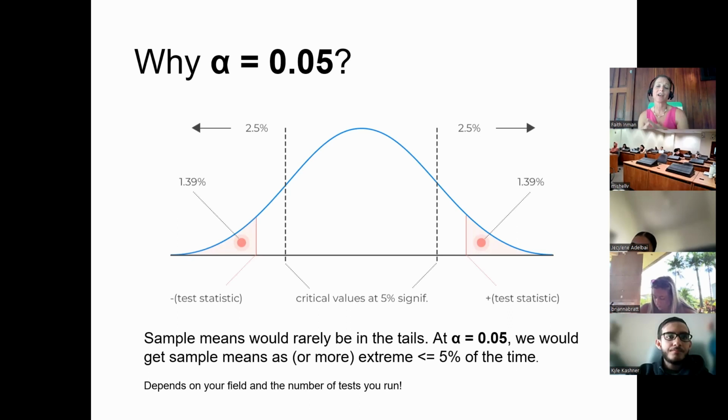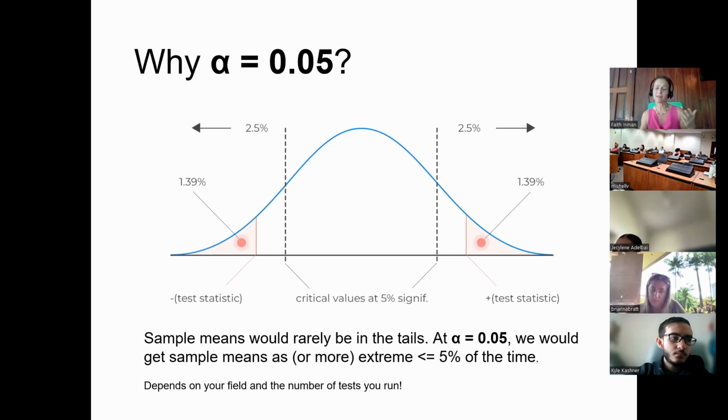Sometimes, just by chance, your average will be way over here in the tails. You'll get an average that's really small, and sometimes you'll get an average that's really big. But most of the time, you're going to get an average that falls within that central core of the distribution. So it makes sense. It's just a cutoff value that we use. Sample means are rarely going to be in the tails, right? We'll get them less than 5% of the time. So the probability of getting a data point that extreme or greater would be pretty small.